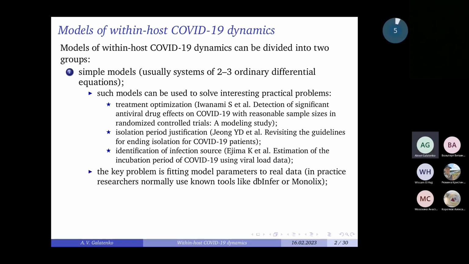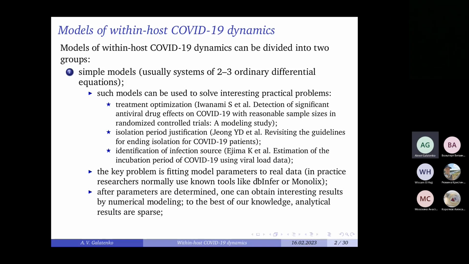All right. The key problem in this research is to fit the model parameters to real data. In practice, the researchers just used known tools like dbinfer, which is an R package, or Monolix, which is a standalone tool, freely available for research purposes. Well, they just took the model, took the data available, ran the parameter fitting software, and used the answer returned by the software. So that's it.